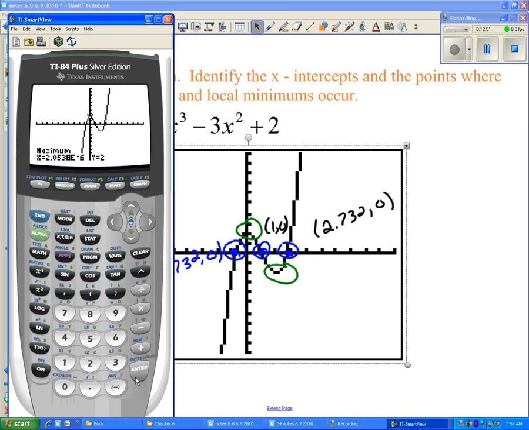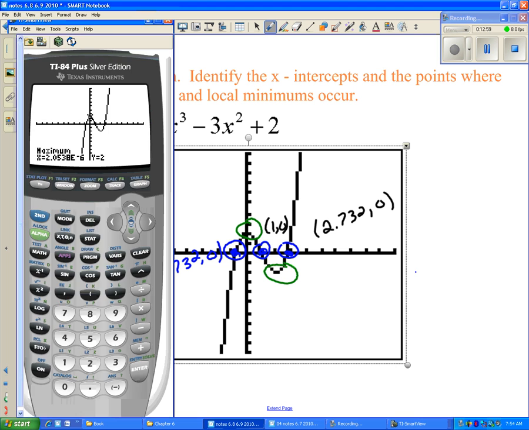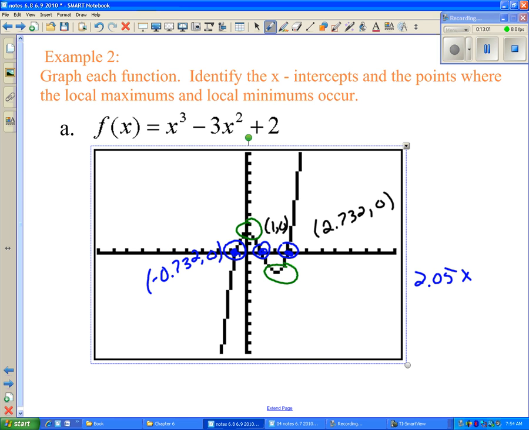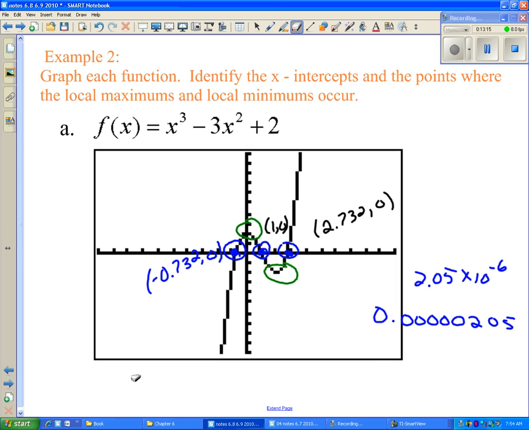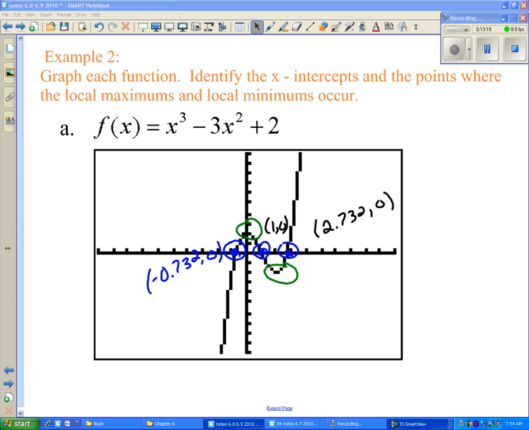Now, I have 2.0538e to the negative 6. What in the world is that? Well, think about that. That's telling me 2.05 times 10 to the negative 6. That means move the decimal to the left 6 times. So that's 0.0000020538. In calculator terms, that's the number 0. In calculator terms, that's as close as it's being able to get to 0.